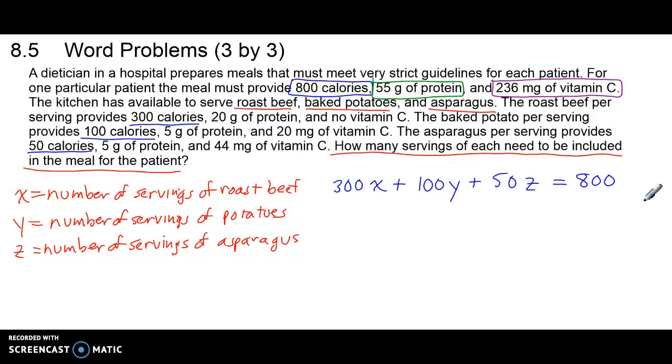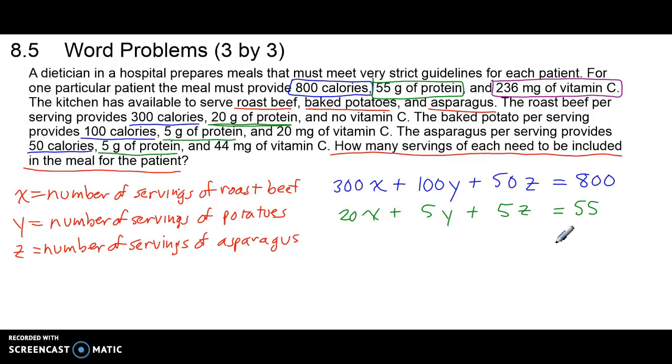Now once you see how that equation gets built, you can probably build the other 2 equations in a very similar fashion. Protein's got to add up to 55. Each serving of roast beef provides 20 grams of protein. Each serving of baked potato provides 5 grams of protein. Each serving of asparagus provides 5 grams of protein. So there's the protein equation.